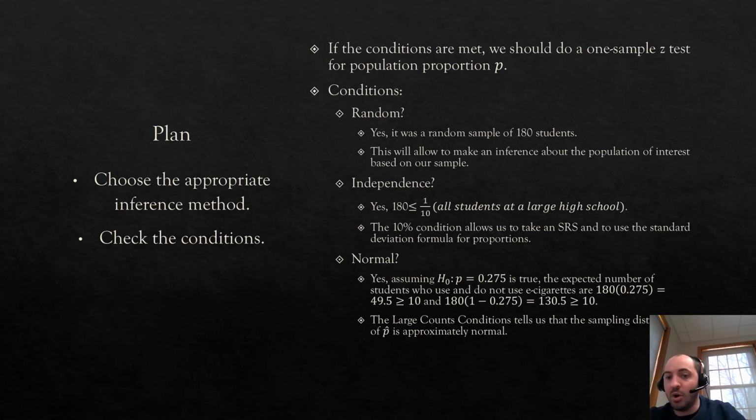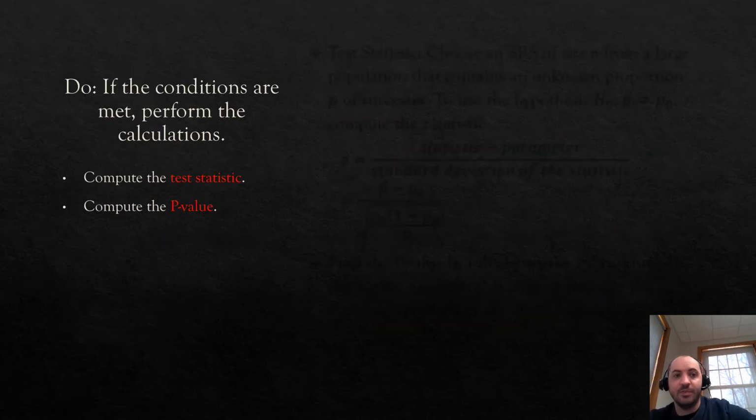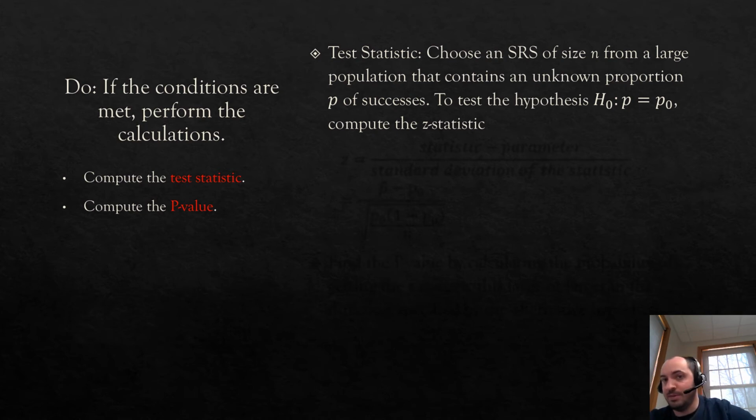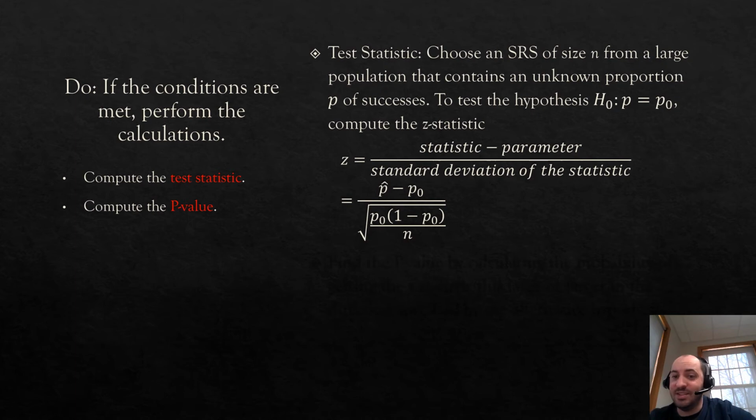So now we're going to go over to the do phase of this. So here we're going to compute a test statistic as well as the p-value. So again, if we have a simple random sample of size n from a large population that contains an unknown proportion p of successes, to test our null hypothesis, we're going to compute the Z-statistic, so the Z-score here. So it's going to be your statistic minus the parameter divided by the standard deviation of your statistic. So this is what we're using here.